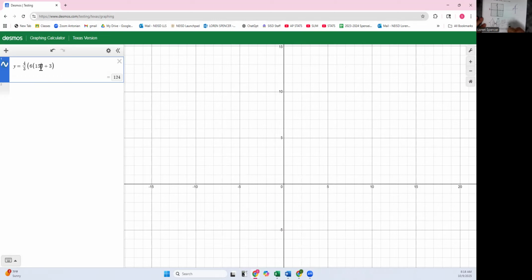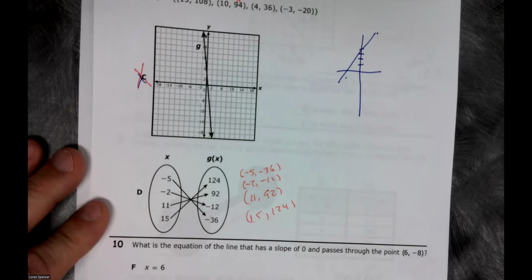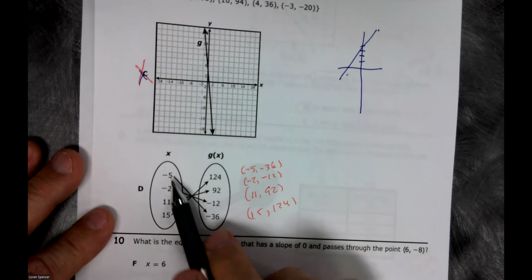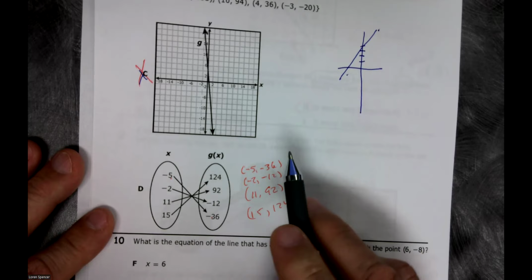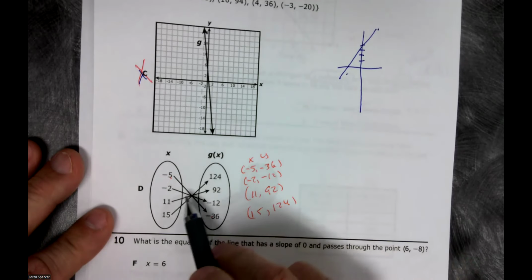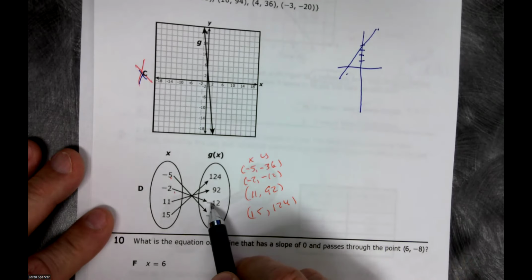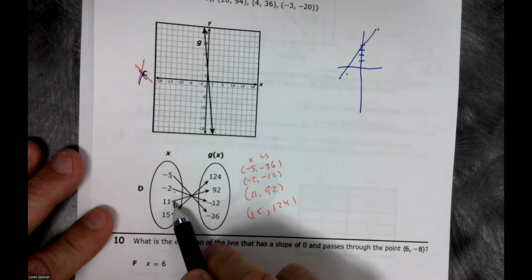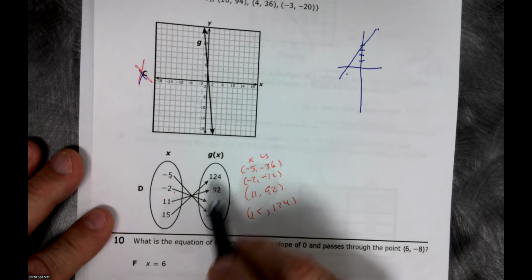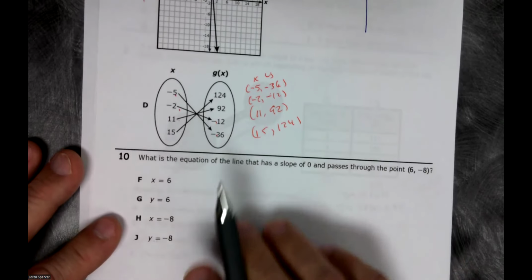Now I'm going to look at that model real quickly so we can explain it. Okay, so here's what's happening. This -5 matches to the -36. That worked out. The -2 was drawn an arrow to 12. The 11, 92, and the 15 to 124. All right. Here we go for the last one. What is the equation of a line that has a slope of 0 and passes through the point 6, -8?